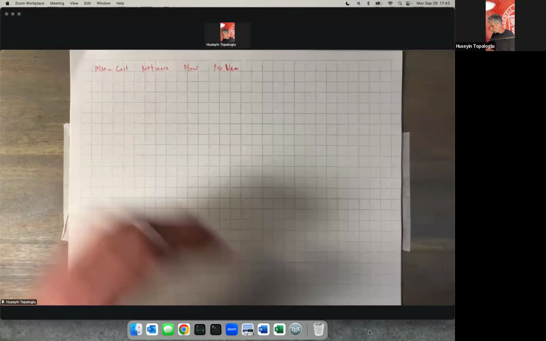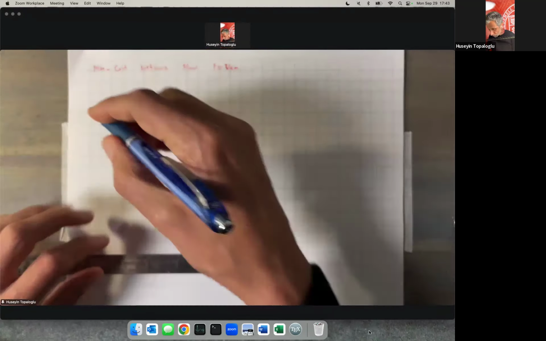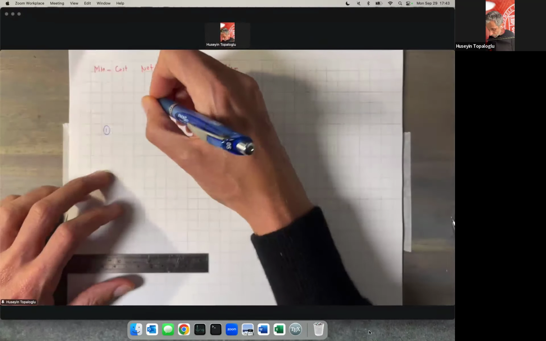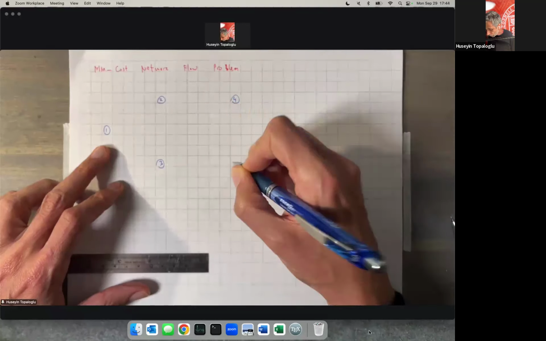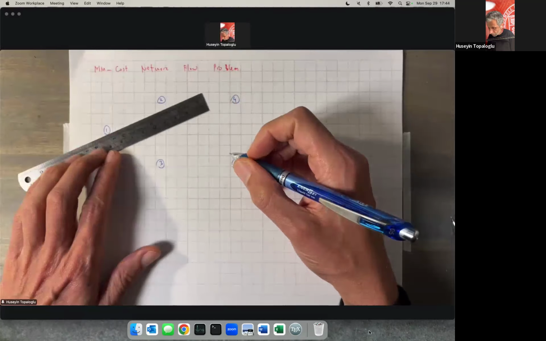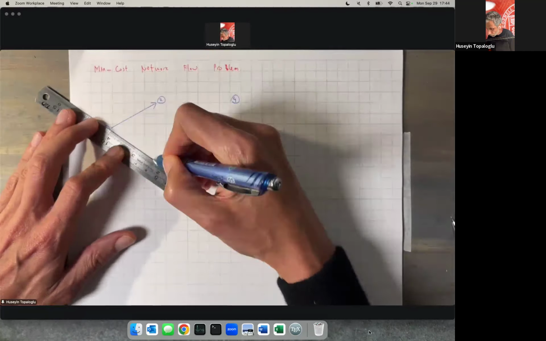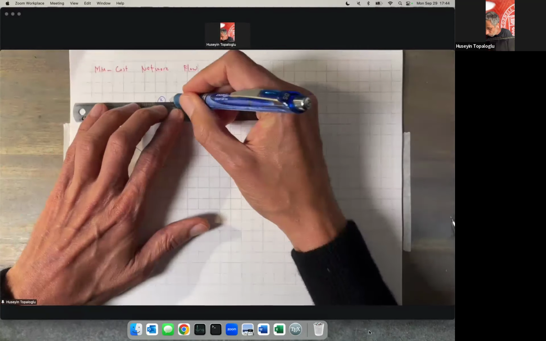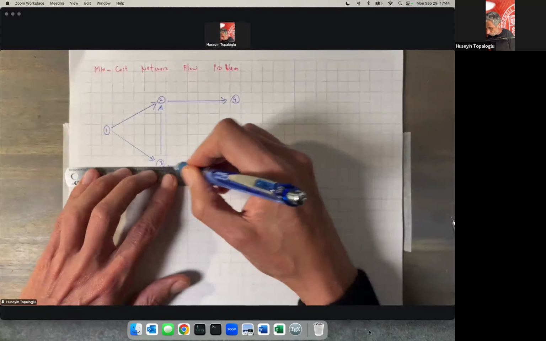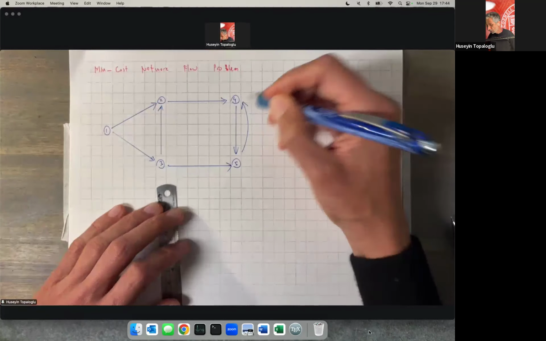Okay. So let me try to show you what a minimum cost network flow problem looks like. So we have a network. A network is a bunch of nodes connected with a bunch of arcs. So let's say I have a network that is composed of node 1, node 2, node 3, node 4, and node 5. Let's say in my network, I have an arc that connects node 1 to node 2, node 1 to node 3, node 3 to node 2, node 2 to node 4, node 3 to node 5, and node 4 to 5, and also node 5 to 4.